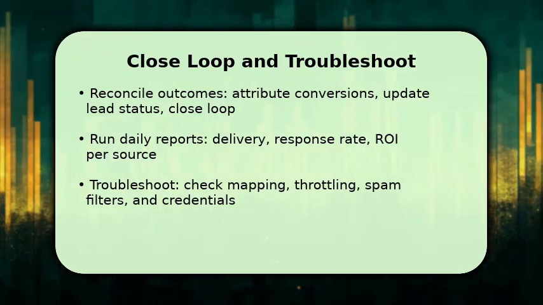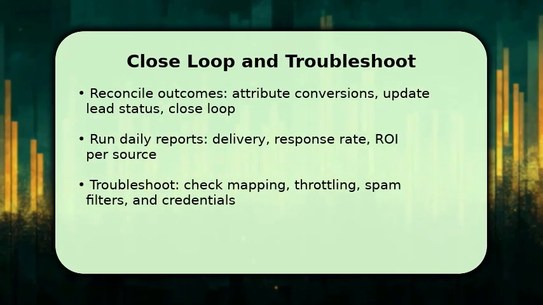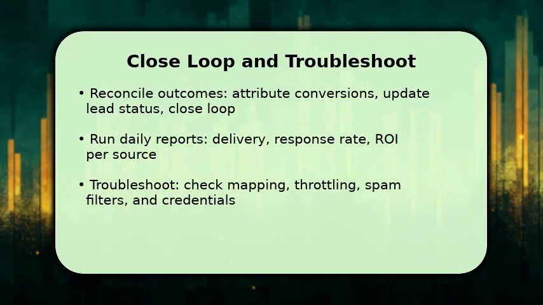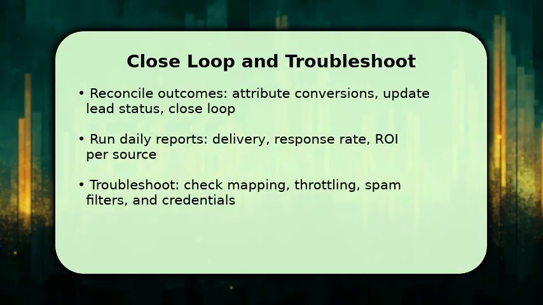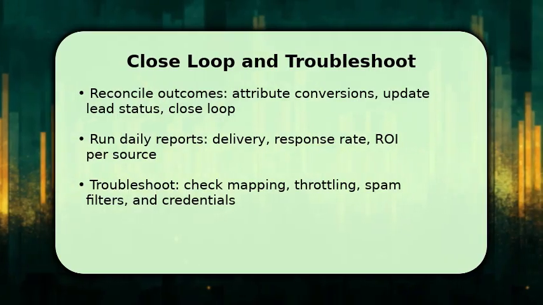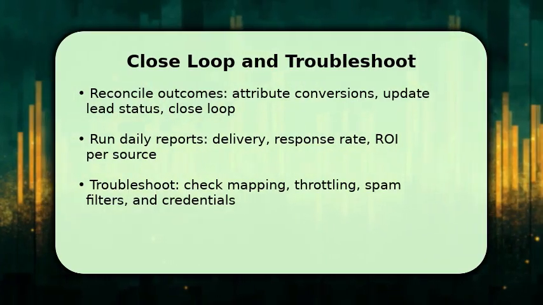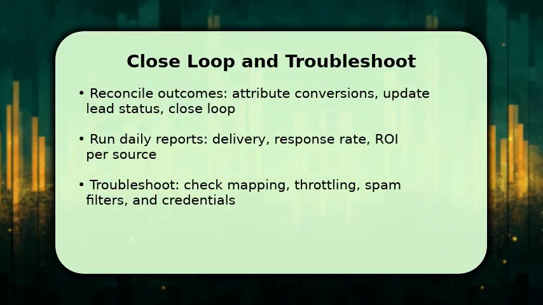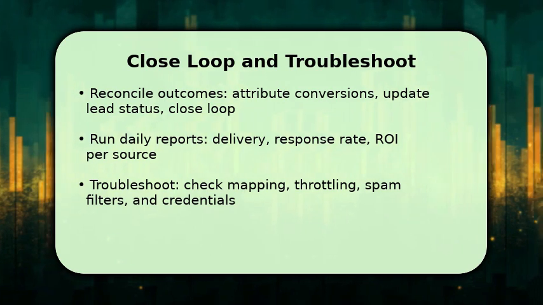If things go wrong, first check field mapping, API credentials, and message throttling, then inspect spam filters or provider limits. Make sure to revert to a known working snapshot if needed. Continually refine scoring and cadence based on these results to improve yield over time.